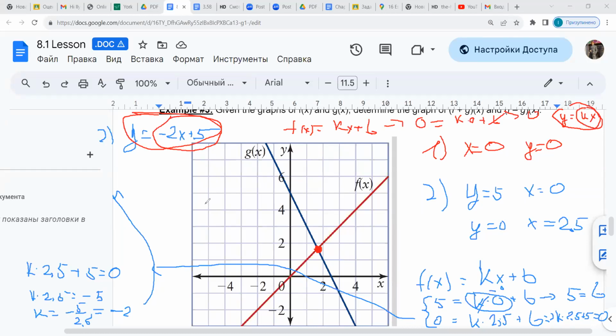So when they're equal, we say -2x plus 5 equals k times x, I think, for the same x value. Let's think for a moment here. What can we do? I'm waiting for your suggestions in the chat.